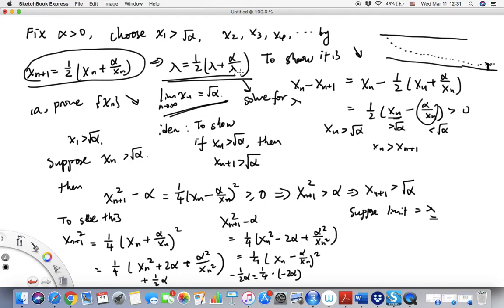And how do you do that? Well, you can multiply both sides by lambda, and then you get a quadratic equation. So we all know how to solve a quadratic equation, and then we know the limit has to be positive because every term in the sequence is positive. So you just take the positive root of this quadratic polynomial, and then you will see a root for this equation is lambda equals square root of alpha. Okay, so that concludes part A.